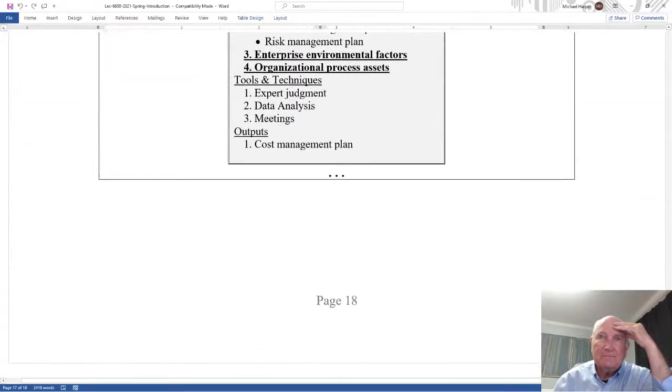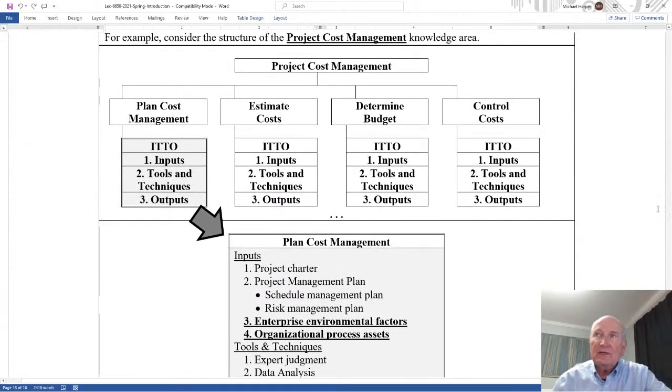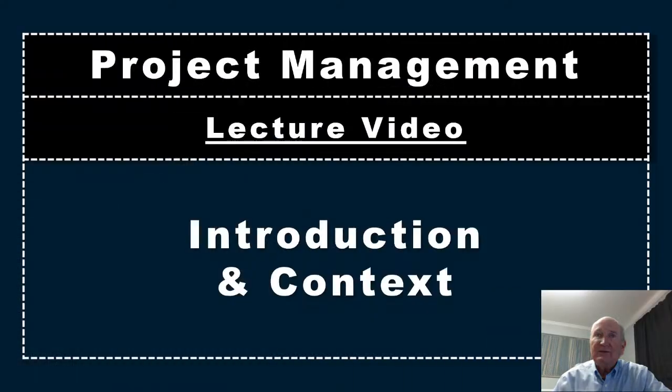Let's see here. And that's really all I have in this first lecture for the introduction and context. This is just a foundation. I didn't cover everything, but I covered things I think were important, and also things that will help us get started with PMBOK, and also with effective project management. That's all I have for today.